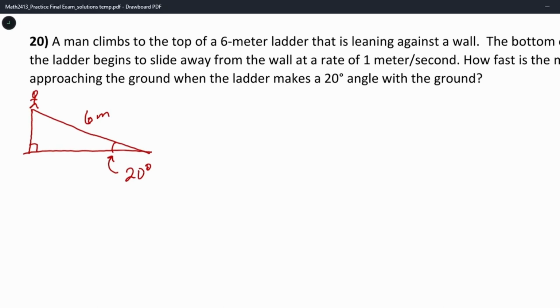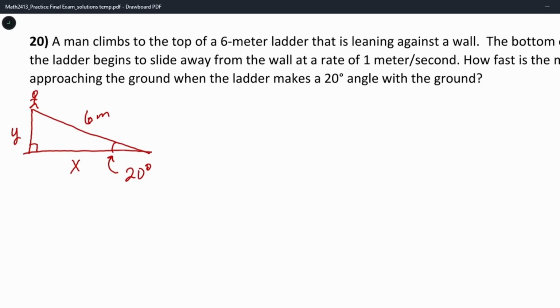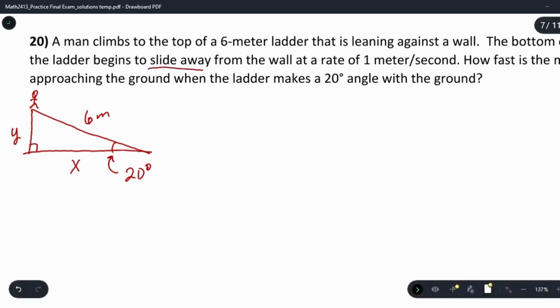Alright, so here we have our picture with our man at the top of the ladder, and the ladder on its way down makes an angle of 20 degrees with the ground. I'm going to label this side x and this side y, representing the x axis and the y axis. And what they give us here when it says that the ladder begins to slide away from the wall at a rate of 1 meter per second, that's the rate of change of x, which is the derivative of x, or the x prime. That is 1 meter per second.